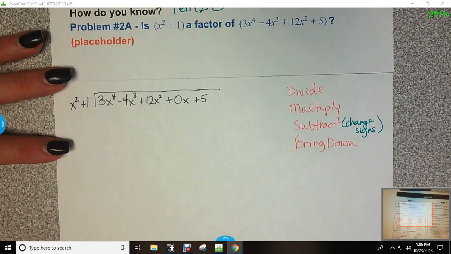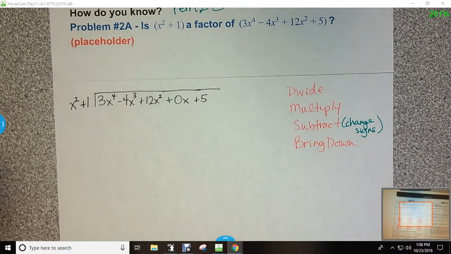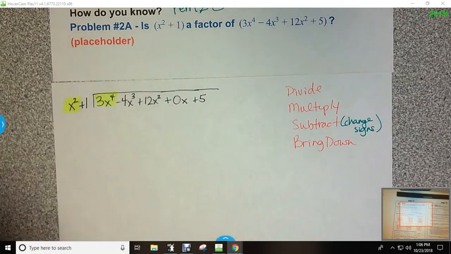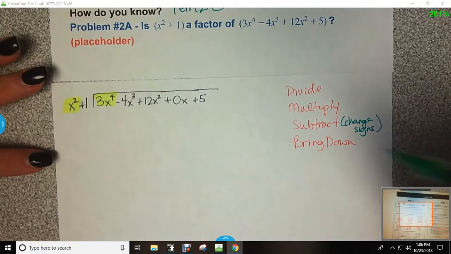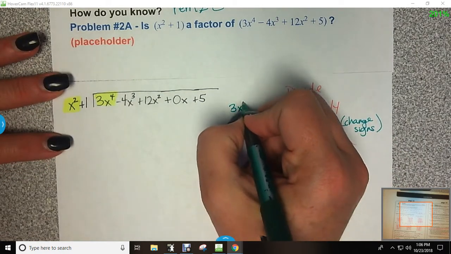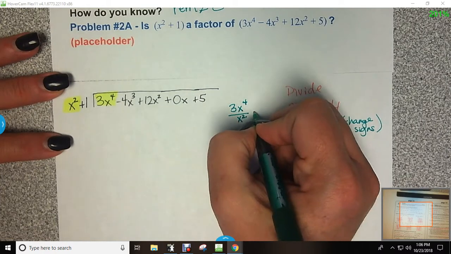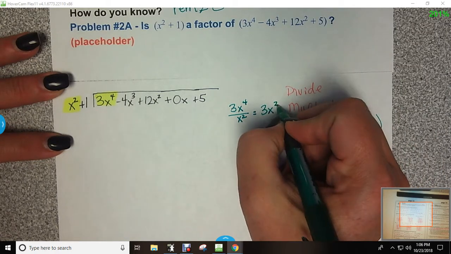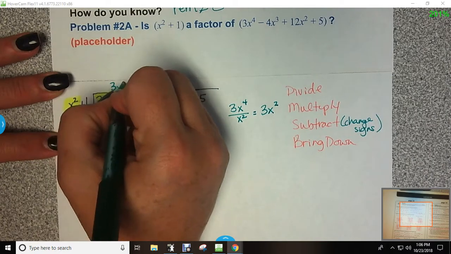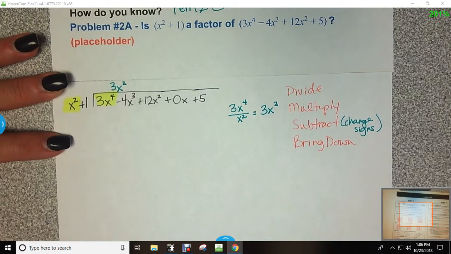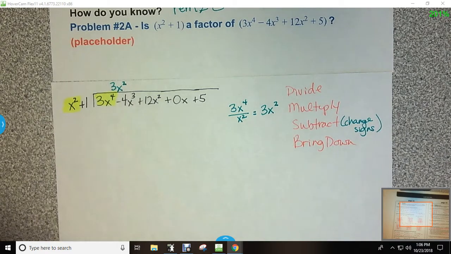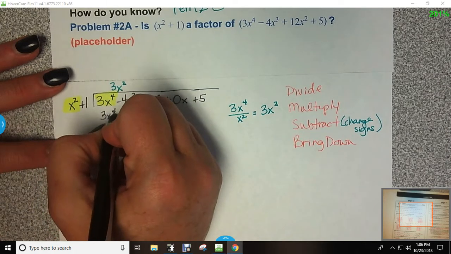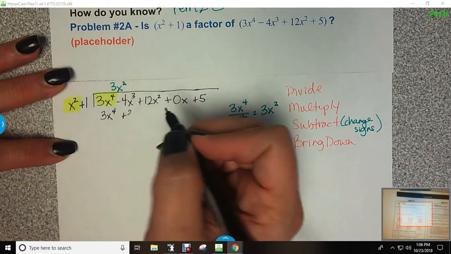Now let's start with step 1, which is divide. And remember, we're going to take this first term, and this time we're dividing by x squared. So 3x to the 4th divided by x squared gives me what? 3x squared. So that goes on top of the house. Now, I'm going to take that and multiply it by everything out in front. So that's going to give me 3x to the 4th plus 3x squared.